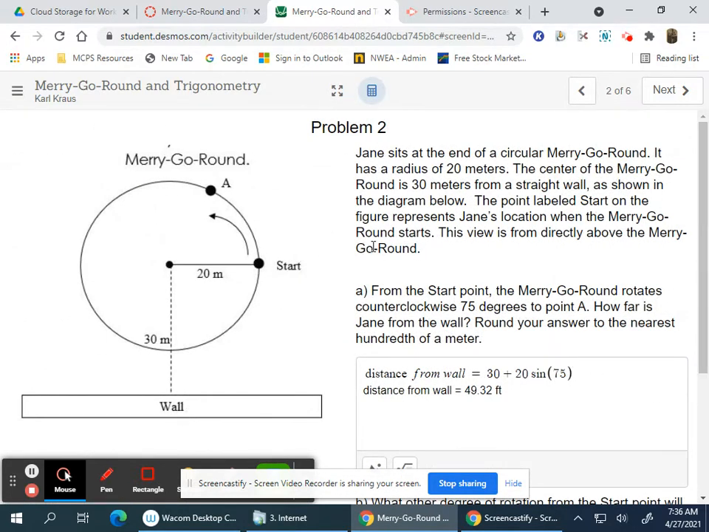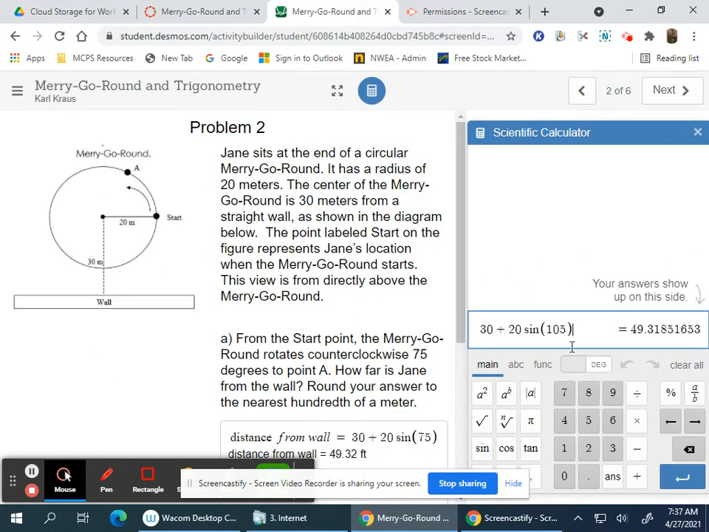In the same problem situation, from the start point, the merry-go-round rotates counterclockwise 75 degrees to point A. How far is Jane from the wall? Round your answer to the nearest hundredth of a meter. So you want to do 30 plus 20 sine of 75. So if I put 75, I get 49.32 meters.